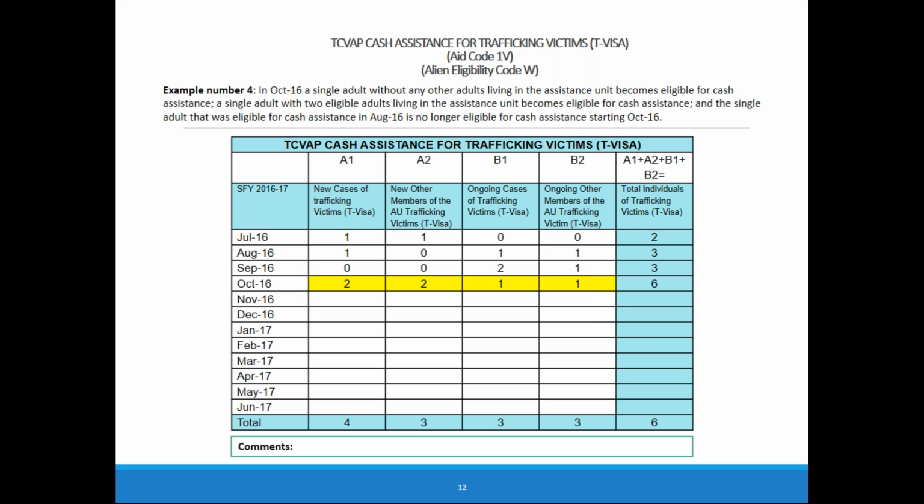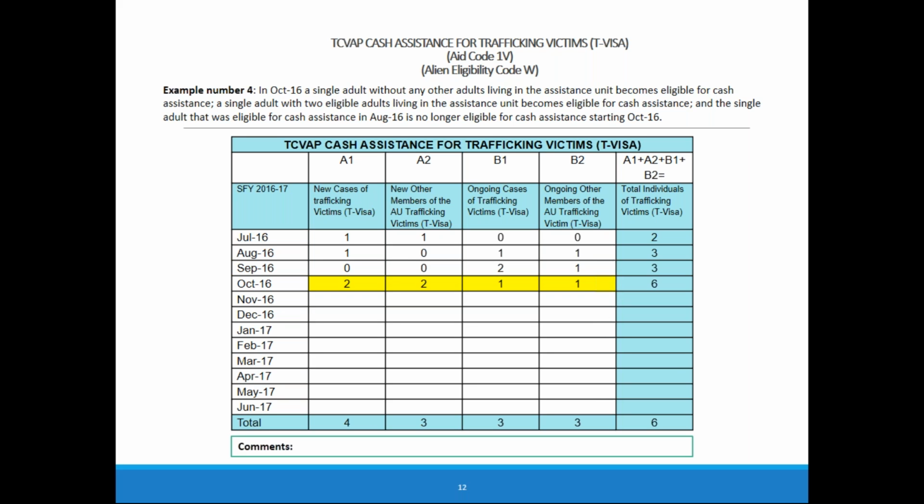Example number four. In October 2016, a single adult without any other adults living in the assistance unit becomes eligible for cash assistance. A single adult with two eligible adults living in the assistance unit becomes eligible for cash assistance. And the single adult that was eligible for cash assistance in August 16 is no longer eligible for cash assistance starting October 16. This information will be entered in the October 16 row.